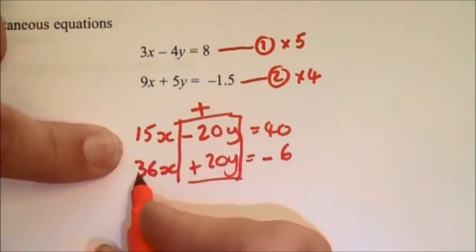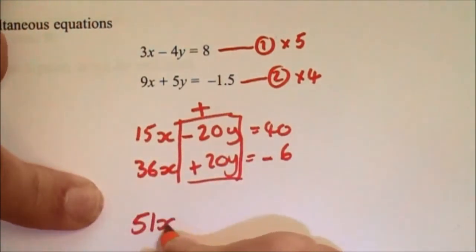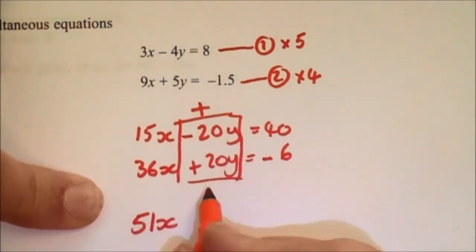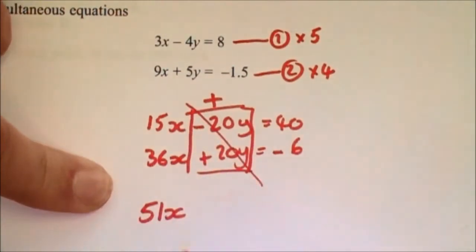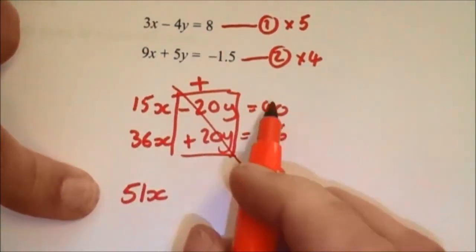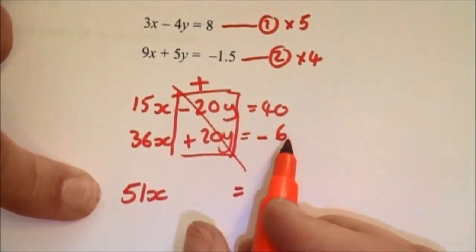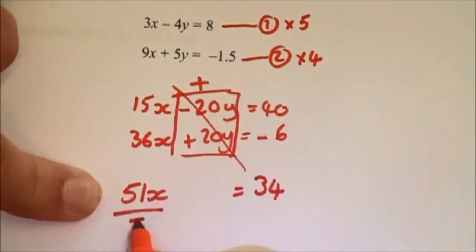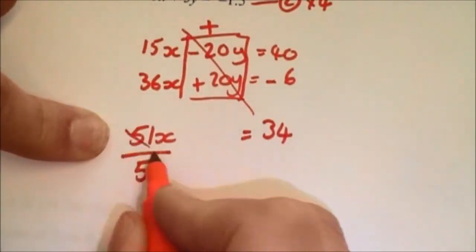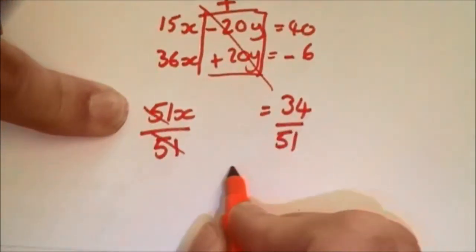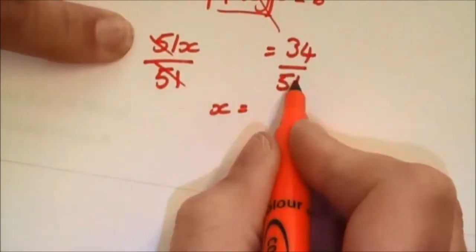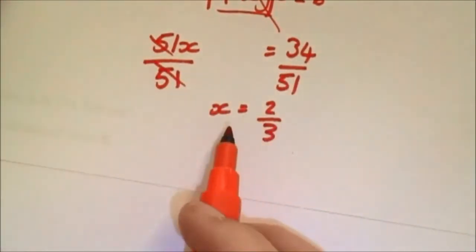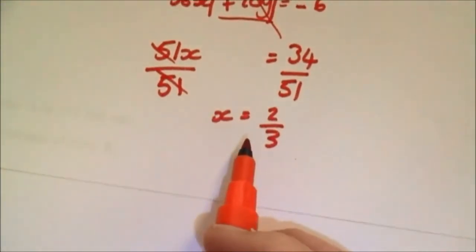So 15x add 36x is 51x. Negative 20y plus positive 20y leaves me with no y's, so they've cancelled out. And that is equal to 40 add negative 6, which will give me 34. Now I solve for x, so I divide the 51 away on both sides. And that gives me x equals 34 divided by 51 is 2/3. So my x value is 2/3.